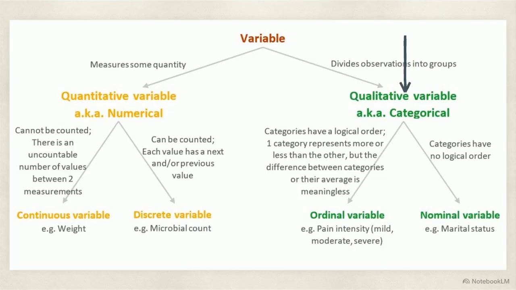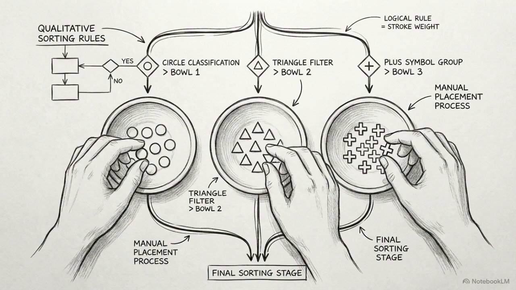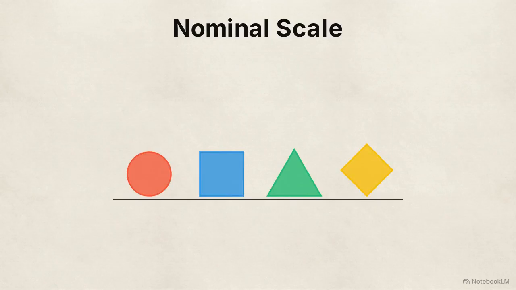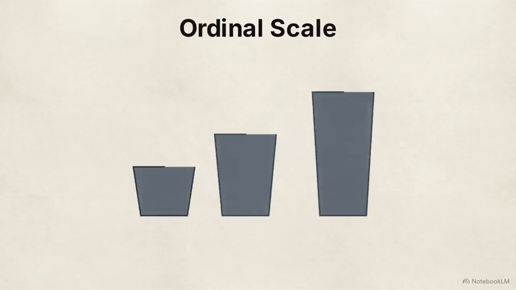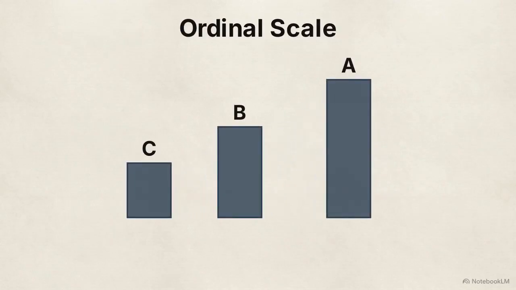Shifting to the right side of the tree, we find qualitative variables. These classify characteristics into non-numeric categories, such as blood type or gender. Qualitative data is governed by strict scales of measurement. The baseline is the nominal scale, where data consists strictly of names or labels that cannot be mathematically ranked. Moving up, we find the ordinal scale. Here, categories possess a logical ranking, like academic grades A, B, and C. We know A is higher than B, but the exact mathematical distance between those ranks is meaningless.